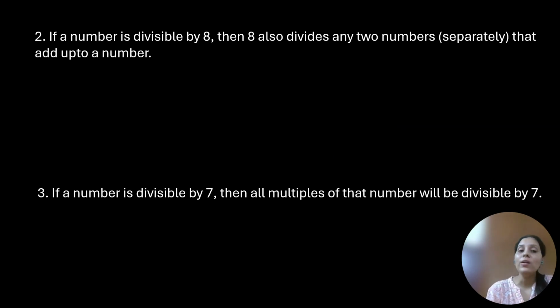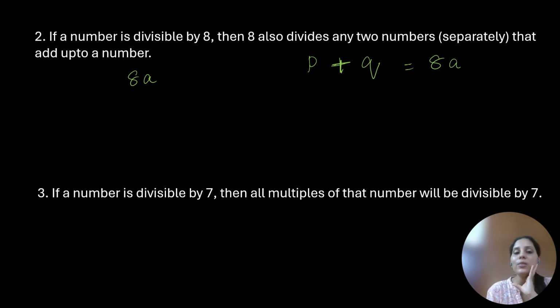Next one. If a number is divisible by 8, let us take 18, then 8 also divides any two numbers, let us take the two numbers as P and Q, that add up to that number. What is this? 8 also divides any two numbers that add up to the number. So when I add them up, you get the number. Let me take numbers and see, okay?